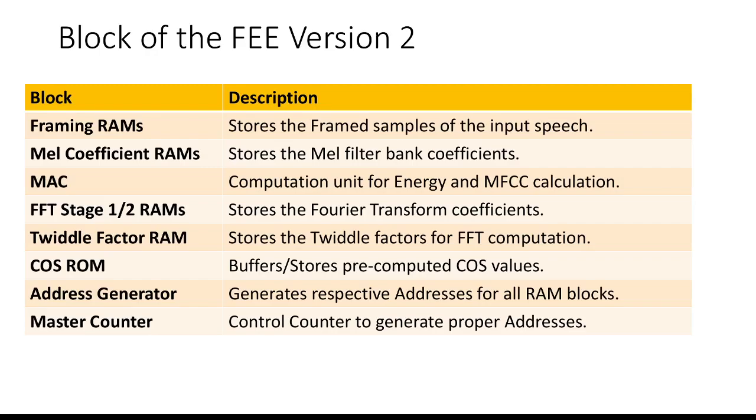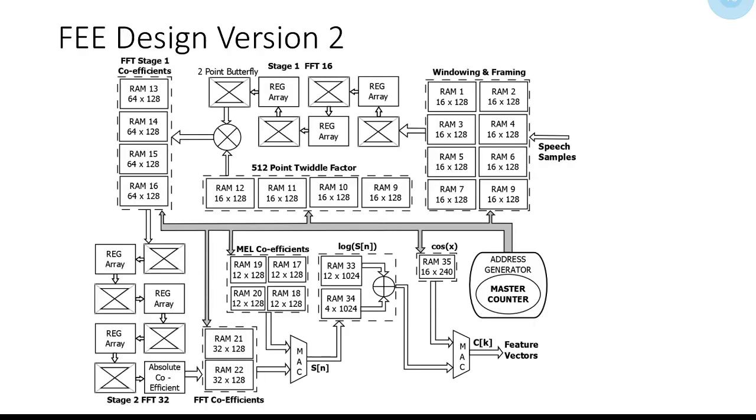Description of each block in version 2 is as follows. Framing RAM stores the framed samples of the input speech. Mel coefficient RAM stores the Mel filter bank coefficients. MAC is the computation unit for energy and MFCC calculation. FFT stage RAM stores the Fourier transform coefficients.